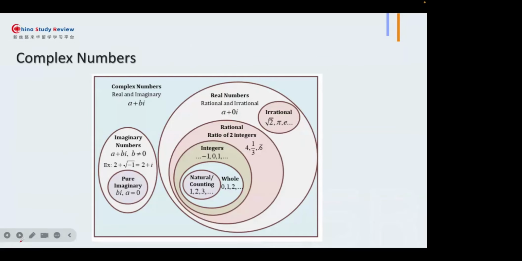Okay, and complex numbers. This can be related to vectors, which you could represent complex numbers in certain coordinates. And complex numbers are the union, which means they are divided into real numbers and imaginary numbers. So real numbers can also be divided into irrational, rational, integers, whole, etc. And imaginary numbers can also be divided into pure imaginary.